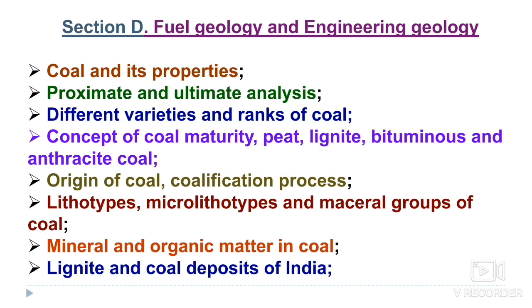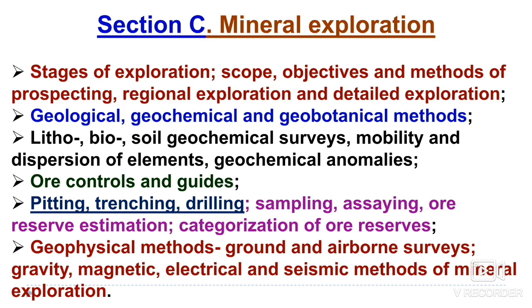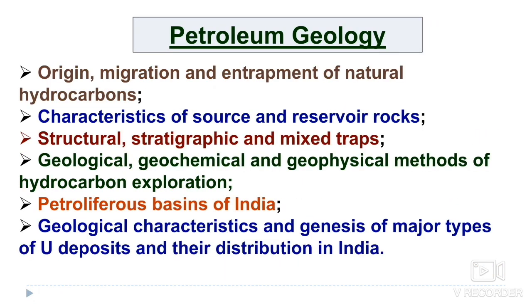Different varieties and ranks of coal, concept of coal maturity, peat, lignite, bituminous and anthracite coal, origin of coals, qualification process. So qualification process is important. Lithotypes, microlithotypes and maceral groups of coal. So this is another very important topic. The mineral and organic matter in coal, lignite and coal deposits of India. So this is important, the lignite and coal deposits of India.